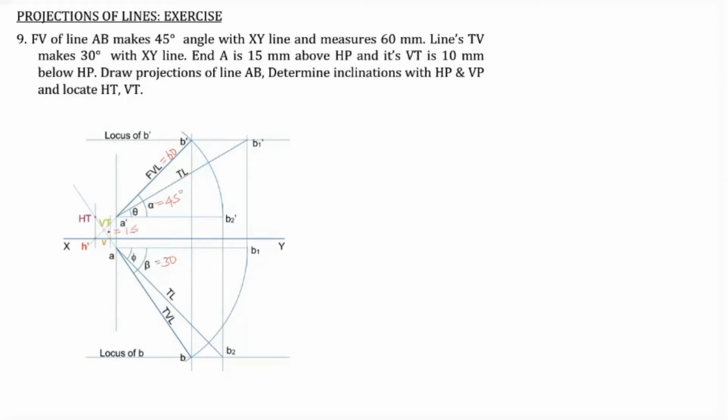So in this case, if it is below HP, here this is the distance that is the vertical trace. But in this case, the vertical trace, we assumed that it is above HP. That is why the vertical trace came above the XY line. Since it is below XY, what we normally do is we use a minus sign, minus 10. So minus 10 means it should be below the XY line. So this distance is minus 10. So that is the distance of vertical trace, 10 millimeter below the XY line.